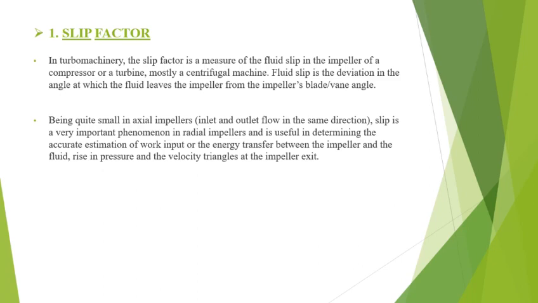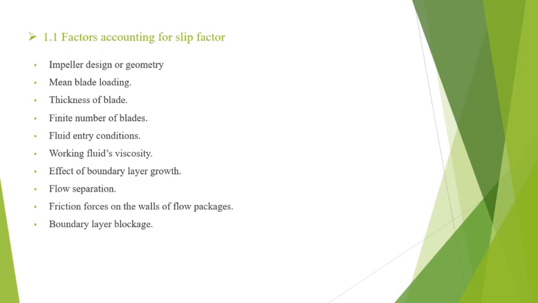Slip is a very important phenomenon in radial impellers, and it is useful in determining an accurate estimation of work input, or the energy transfer between the impeller and the fluid, the rise in pressure, and the velocity triangle at the impeller exit. Next we discuss factors accounting for slip, like impeller design or geometry, mean blade loading, thickness of blade, finite number of blades, fluid entry condition, working fluid's viscosity, effect of boundary layer growth, flow separation, friction forces on the walls of the flow passages, and boundary layer blockage.